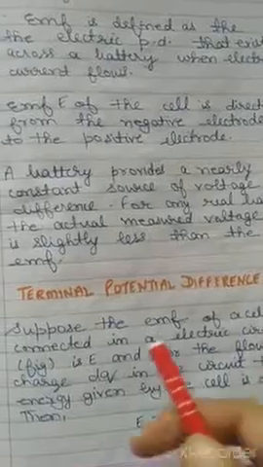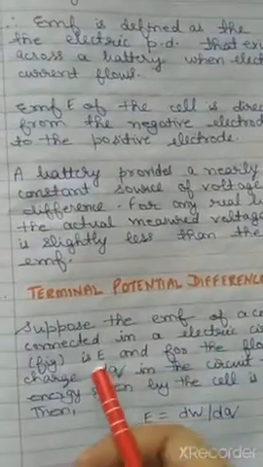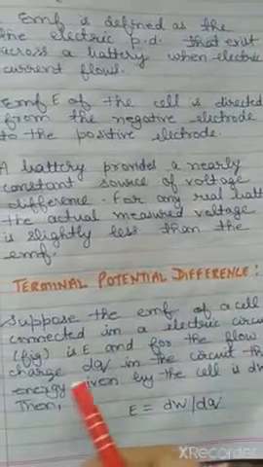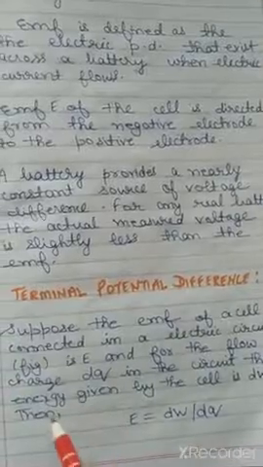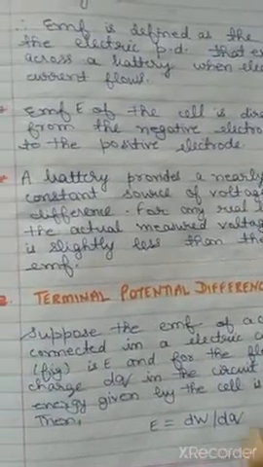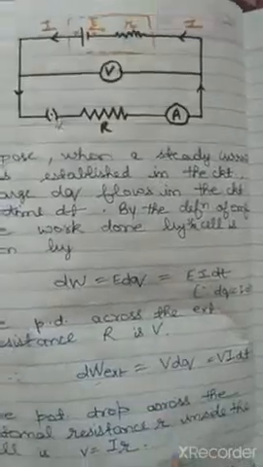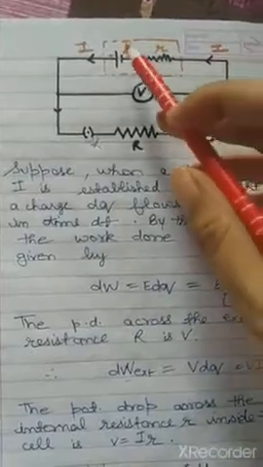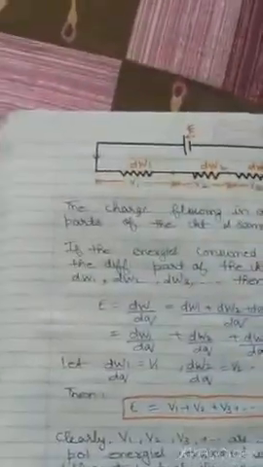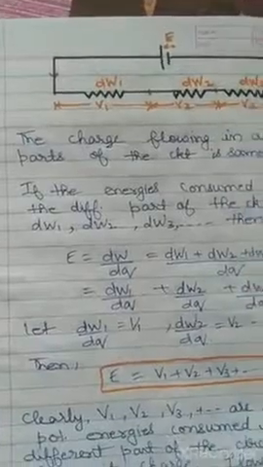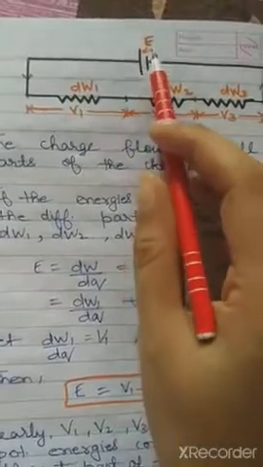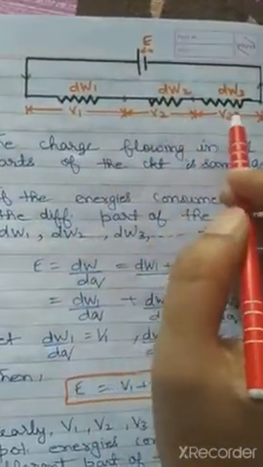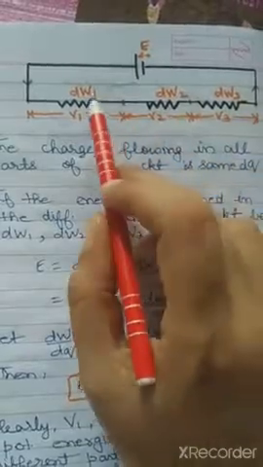Suppose the EMF of a cell which is connected in an electric circuit is E, and for the flow of charge dQ in the circuit, the energy given by the cell is dW. So we know that by the formula of EMF, E is equal to dW by dQ. So this is a circuit in which you can see a cell having EMF E is connected with 3 resistors, external load we can say.